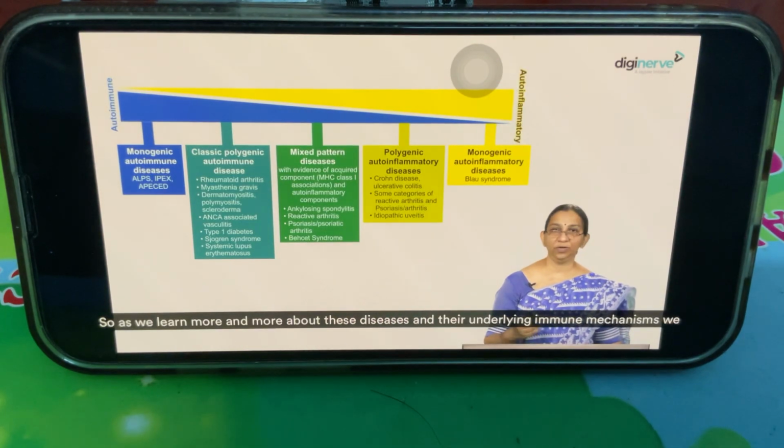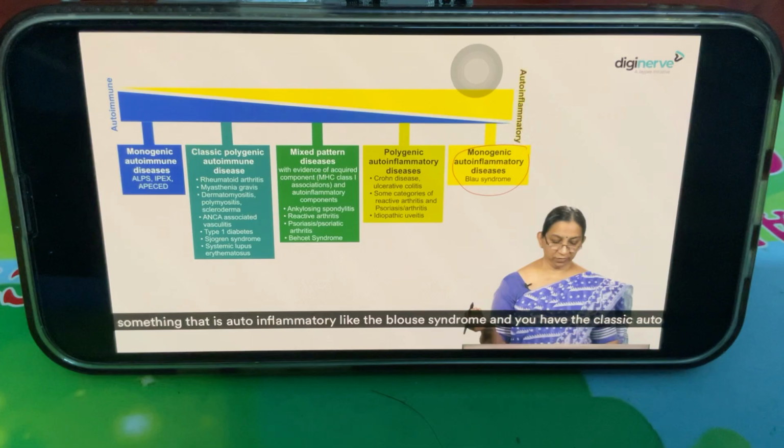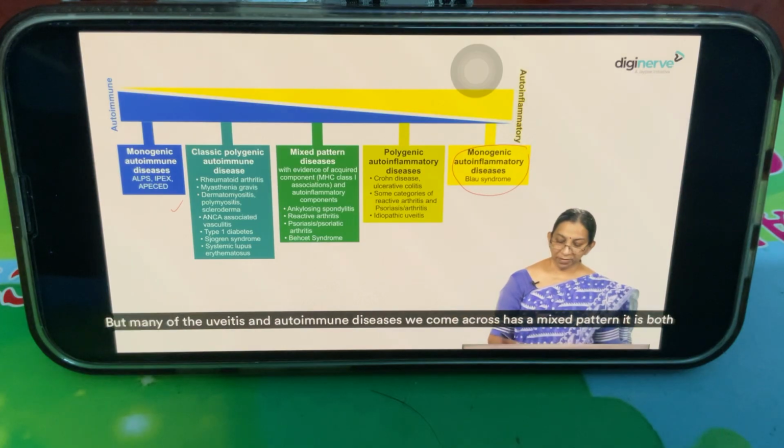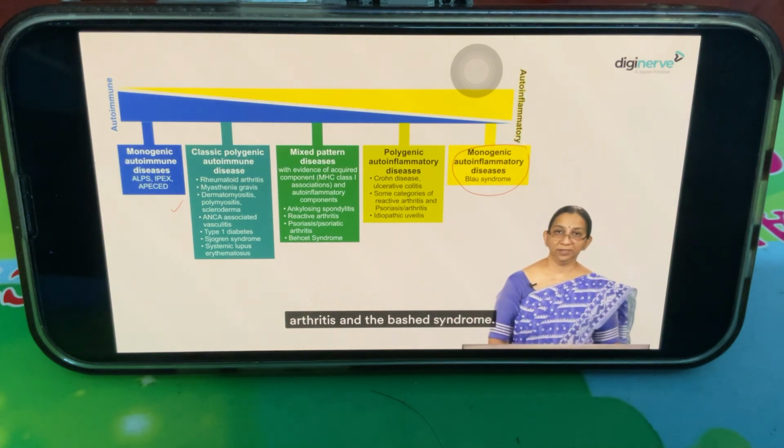So as we learn more and more about these diseases and their underlying immune mechanisms, we realize that some of these diseases lie in a spectrum of disease, starting with something that is autoinflammatory like the Blau syndrome. And you have the classic autoimmune diseases like rheumatoid arthritis, type 1 diabetes and SLE. But many of the uveitis and autoimmune diseases we come across have a mixed pattern. They have both autoinflammatory and autoimmune components, like ankylosing spondylitis, psoriatic arthritis, and Behçet syndrome.